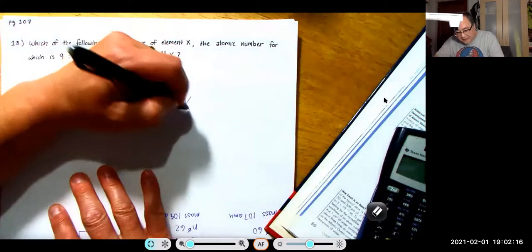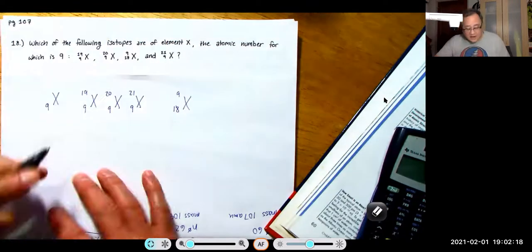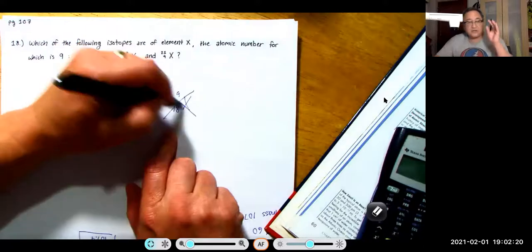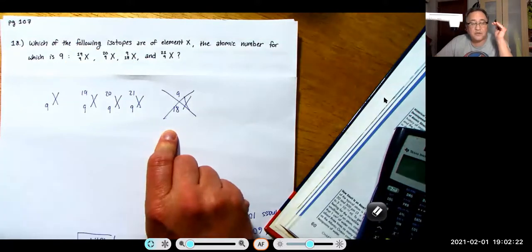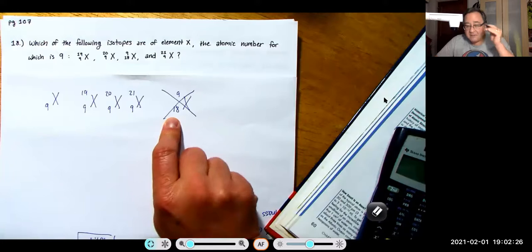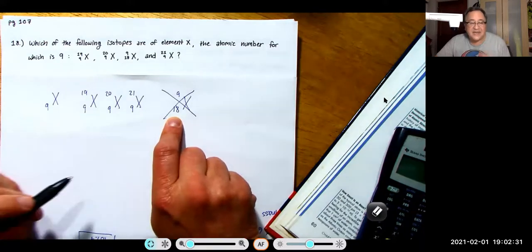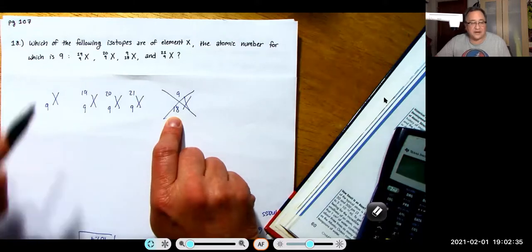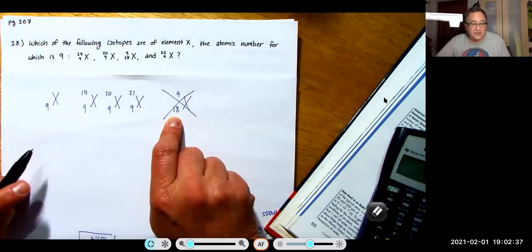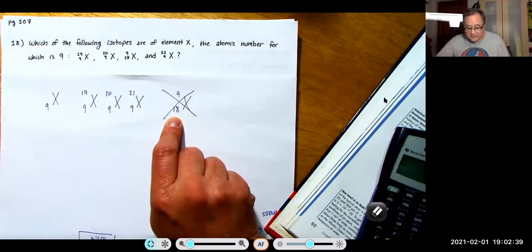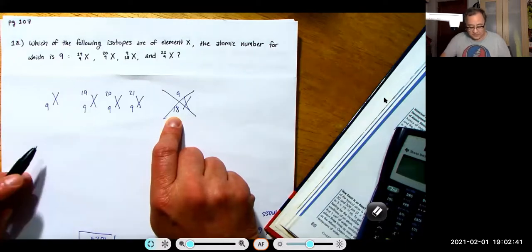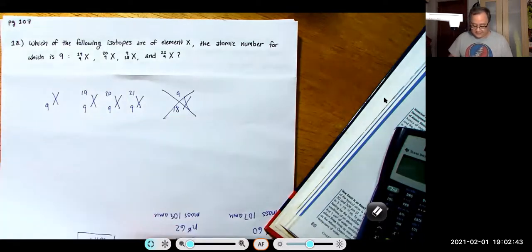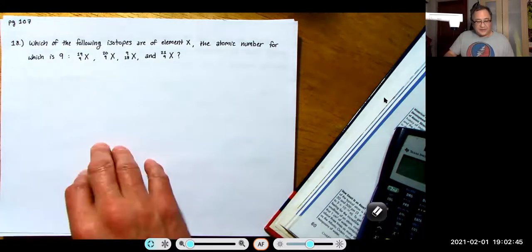This one is impossible. Why is this impossible? The number at top is the number of nucleons. The number at the bottom is how many of those nucleons are protons. The number at the bottom can never be larger than the number at the top. At best, they can be equal, but the number at the bottom cannot be larger. So here's your answer for 18. That's a pretty easy one.